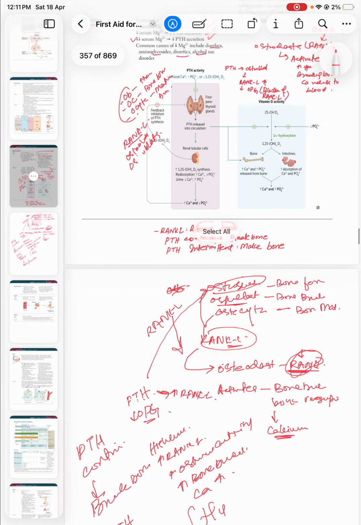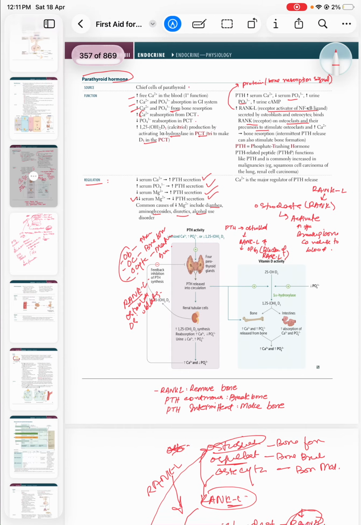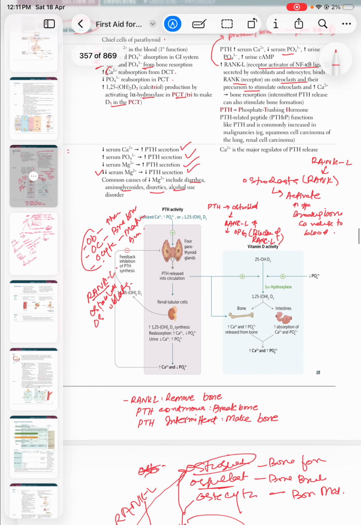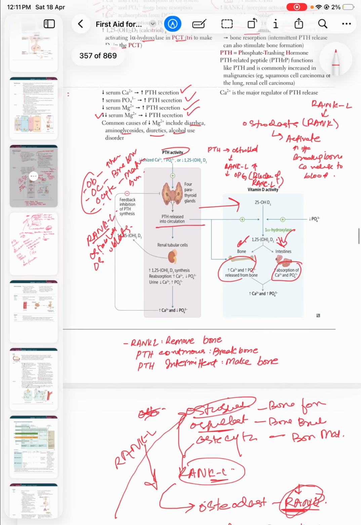So this was all about the parathyroid hormone. This is the parathyroid hormone activity. These are the parathyroid glands. The cells present here release the parathyroid hormone into the circulation. It also helps in the vitamin D activity, that is, 25 hydroxy D3 is converted to 1,25 dihydroxy D3, which is the active form. It goes to the bone and intestine and increases absorption of calcium and phosphates in the intestine, and its absorption also in the bone. As a result, the calcium and phosphates increase. So this is the normal phenomenon of the parathyroid hormone.